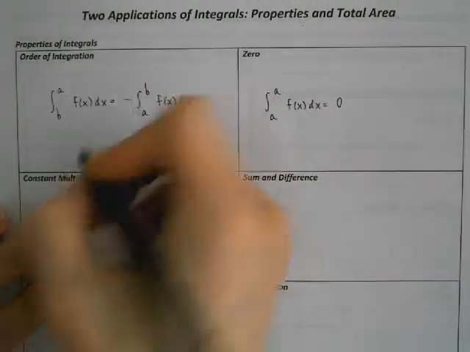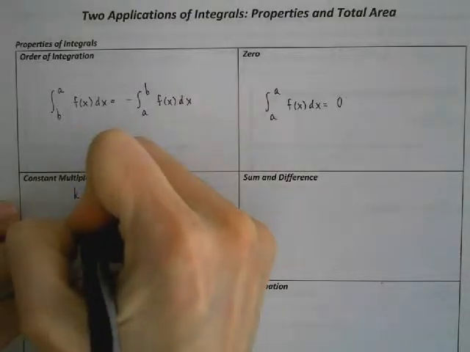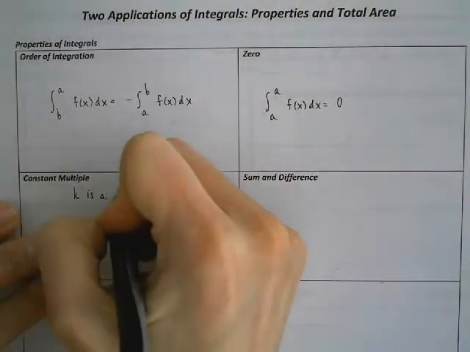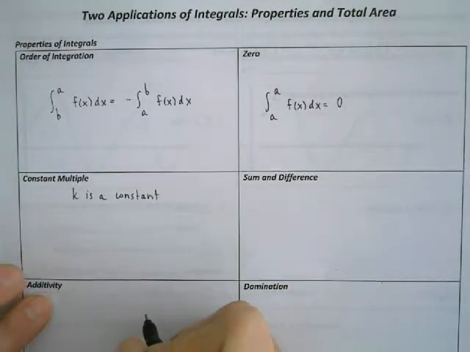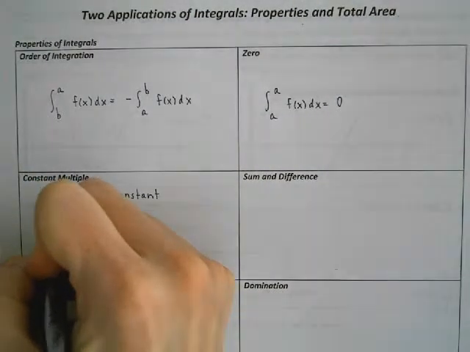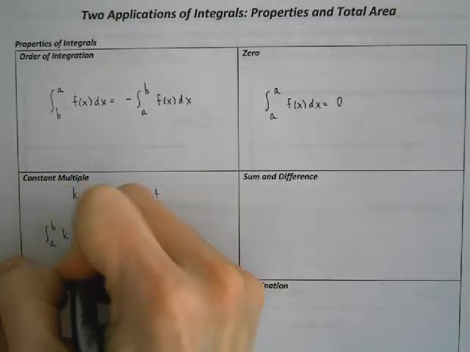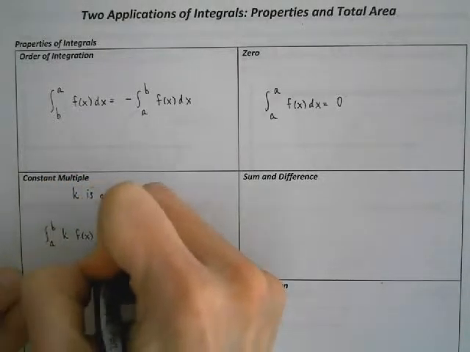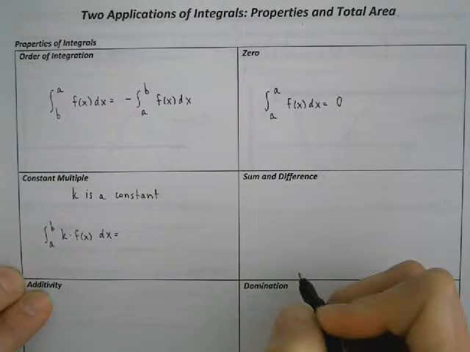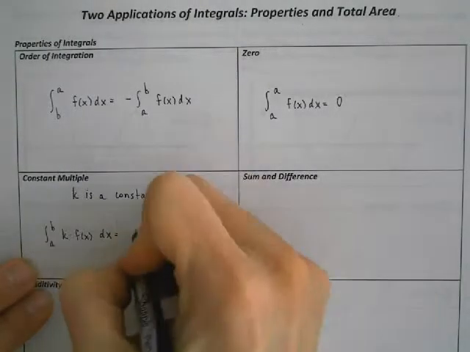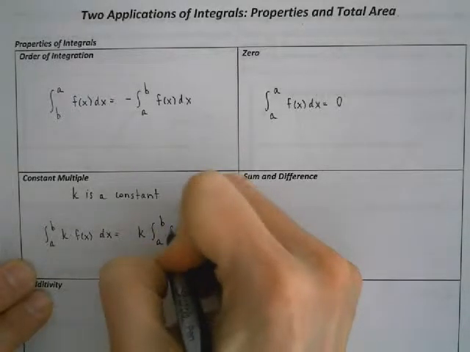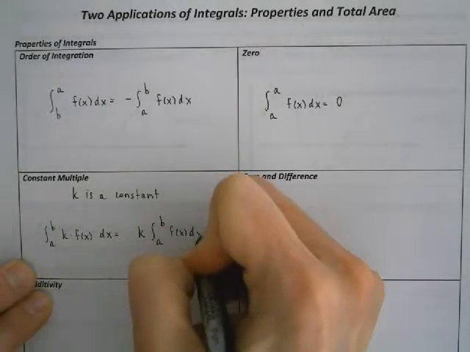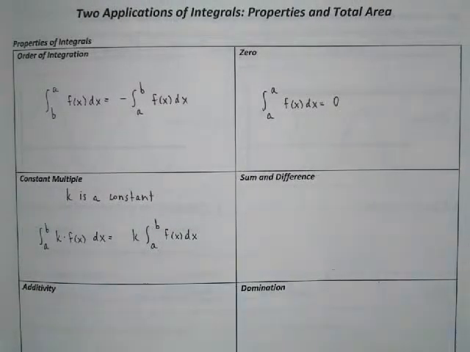Okay, the next one is our constant multiple. So we're saying if k is a constant, then the integral from a to b of k times f of x dx, we can just pull that constant out. So that's the same as saying the constant times the integral from a to b of f of x dx. So we can just pull that constant out and integrate the function.